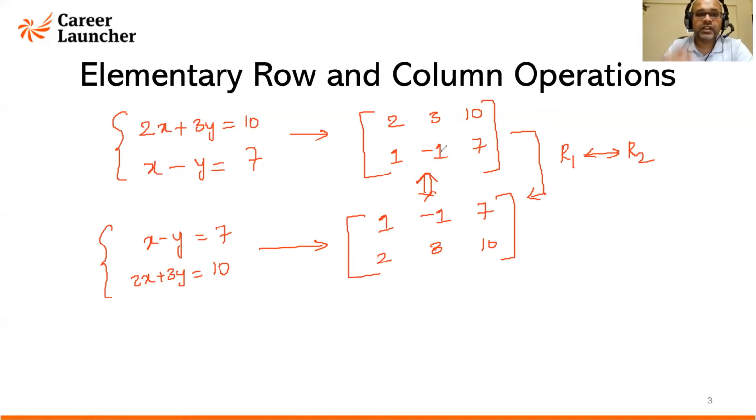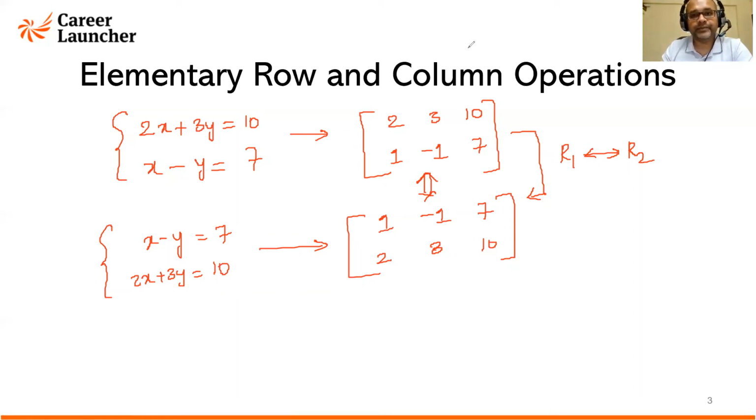Column operations change the nature of the equation, which means when we use matrices to solve simple equations, we only use row operations. We do not use column operations. Column operations will be useful for other things in matrices. We don't use column operations in simple equation solving, right?